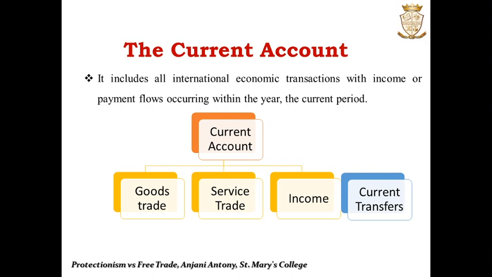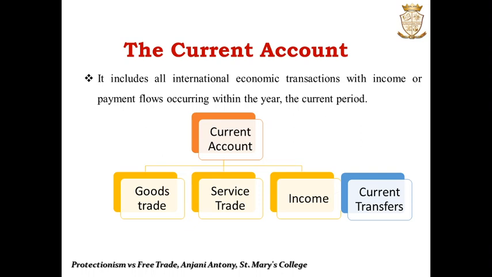Second one is service trade. It means the exports and imports of services. Third one is income. It means the category is predominantly associated with the investments that we have made in the previous year. The investment which we have made in the previous year comes under this income category.